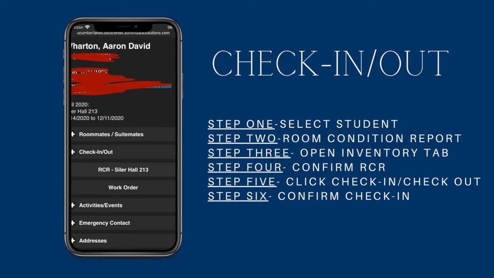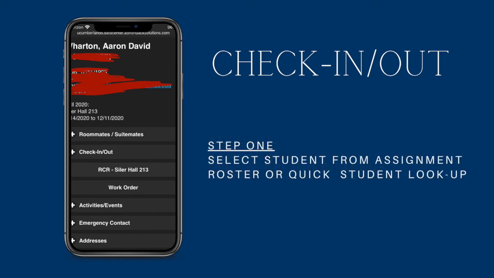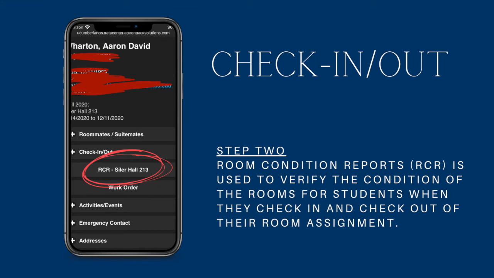Next, we will be talking about the check-in, check-out process. Step 1 of the check-in, check-out process is select the student from assignment roster or quick student lookup. Step 2, room condition reports, RCR, is used to verify the condition of the rooms for students when they check in and check out of their room assignment.